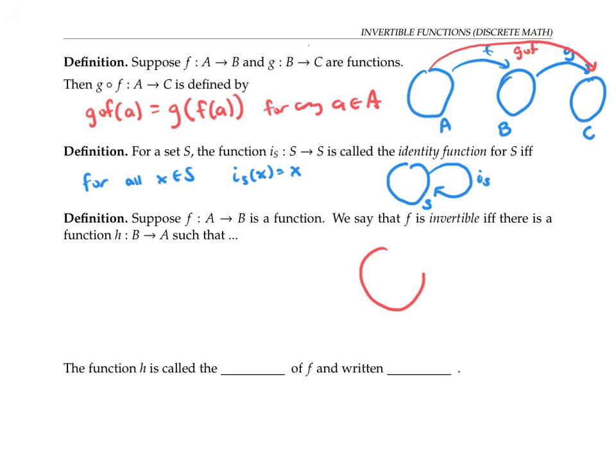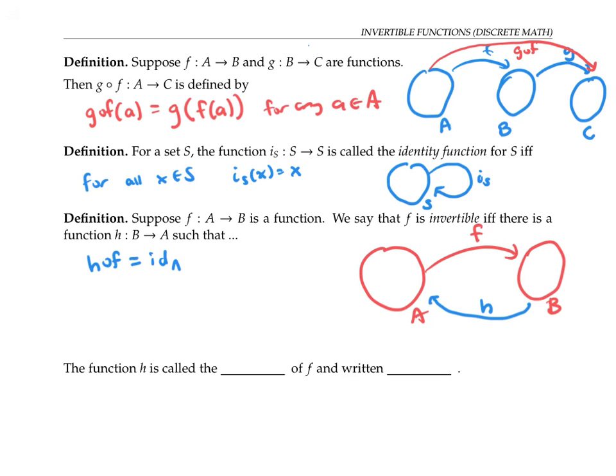Finally, suppose we have a function f that takes a set A to a set B. Then we say that f is invertible if there's another function, h, that goes backwards from B to A, such that when I take h composed with f, so that would be from A to A, that's just the identity function of A. And if I go the other direction and take f composed with h, so that would be taking the set B to B, that's just the identity function of B.